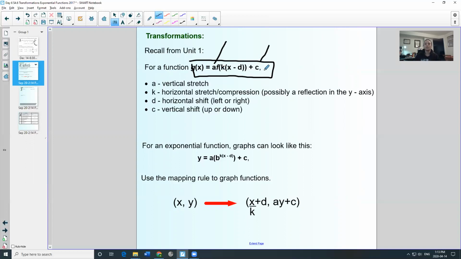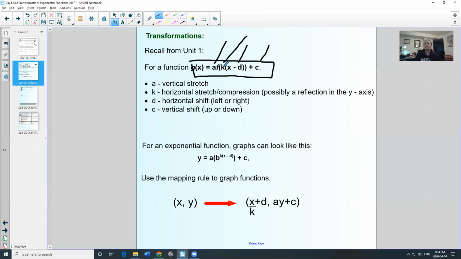If it was positive, it shifted up. If it was negative, it shifted down. The D value went left and right. If it said x plus a number, then it shifted left. If it said x minus a number, it shifted right. And then your K value was the one that was new to you this year. This is the horizontal stretch and compressions and reflections, okay?